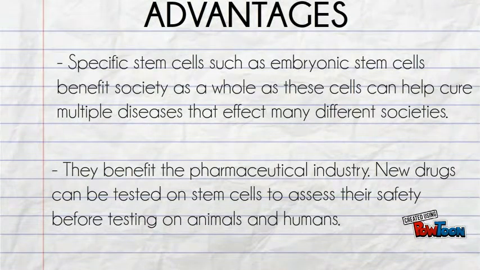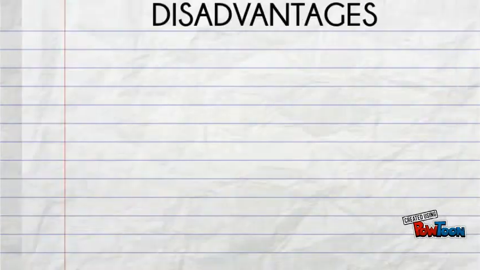Specific stem cells such as embryonic stem cells benefit society as a whole, as these cells can help cure multiple diseases that affect many societies and cultures, such as diabetes, Parkinson's, and heart disease. Stem cells benefit the pharmaceutical industry. New drugs can be tested on stem cells to assess their safety before testing on animals and humans.